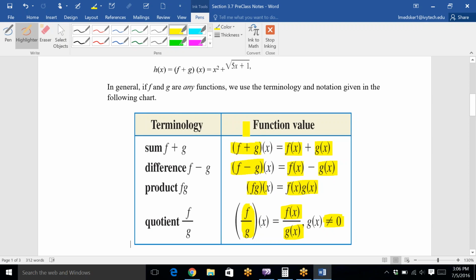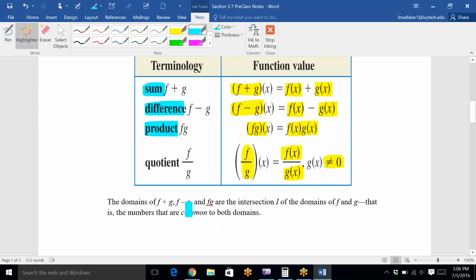So essentially, the first three, the sum, the difference, and the product, they are just going to have what we call the domains that are common to each of those. So the domain of f plus g, f minus g, and f times g are the intersection of the domains. That is, the numbers that they have in common.